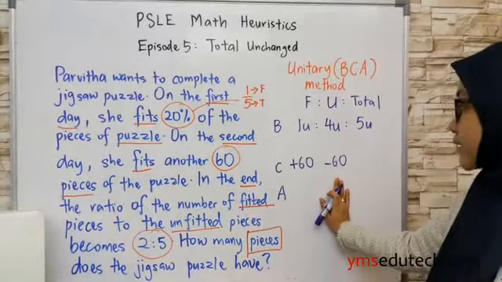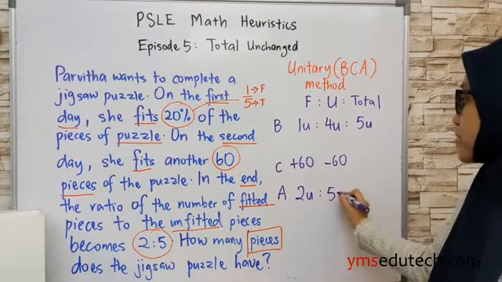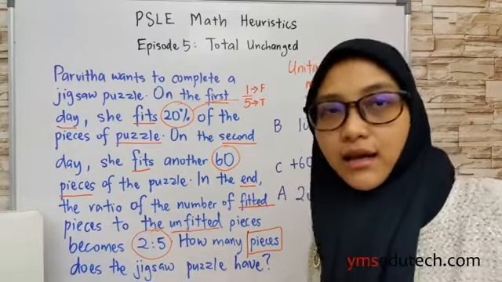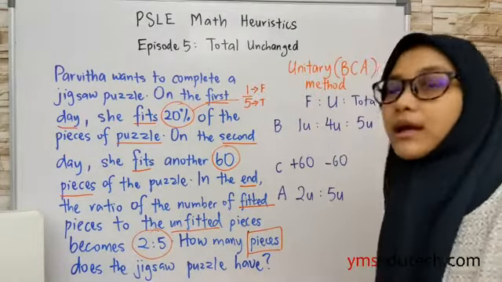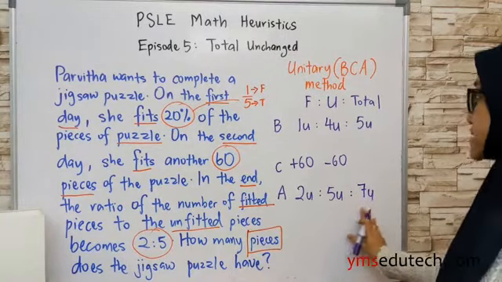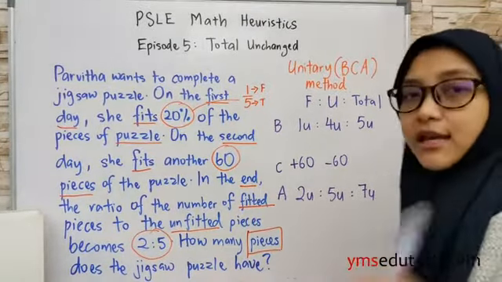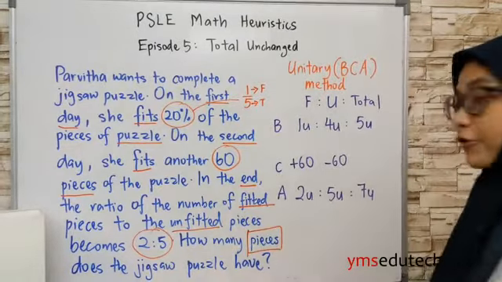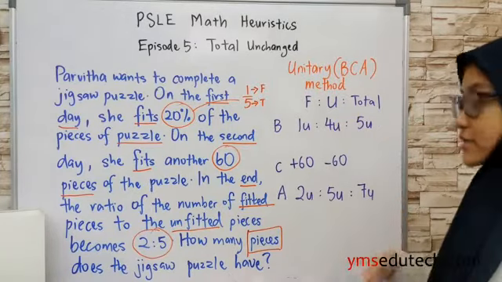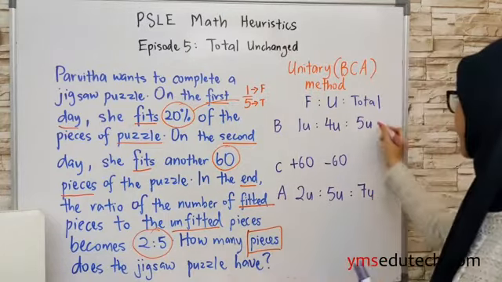Understand? Okay, then what happened in the end? In the end, the ratio becomes 2 units is to 5 units. Since she did not lose any pieces of puzzle, it's not mentioned in the problem, hence the total number of pieces of puzzle before and after should be the same. Which means students, you need to find the common multiple of 5 and 7, because the total number of units remains the same.